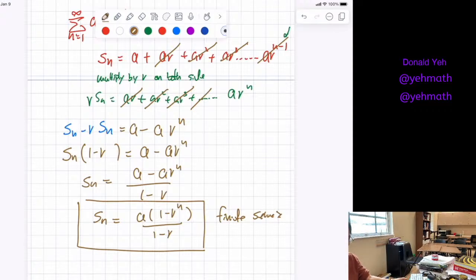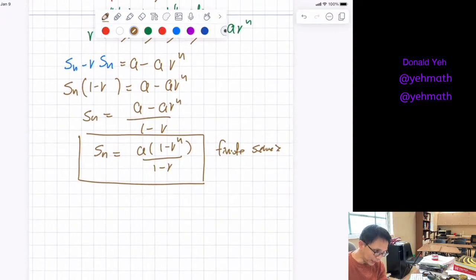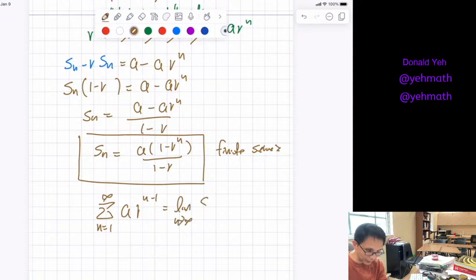Okay, so that becomes a finite series. Now what if the number of terms is infinite? What if r is less than 1 and the number of terms is infinite? So we say, what if the sum from n equals 1 to infinity of a r to the n minus 1 is equal to the limit as n approaches infinity of Sn?